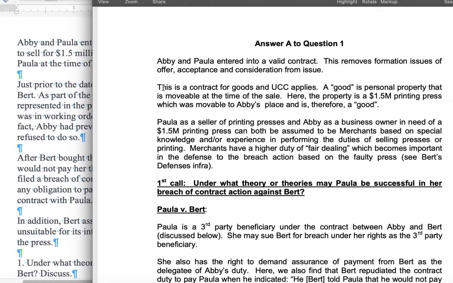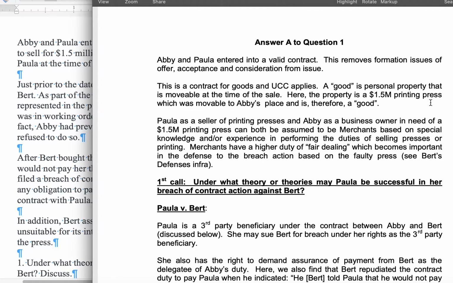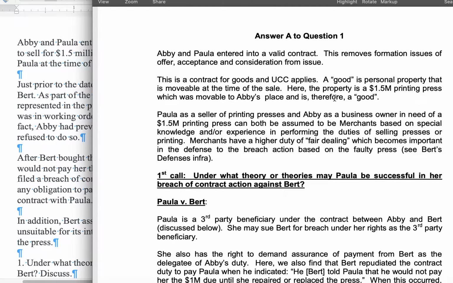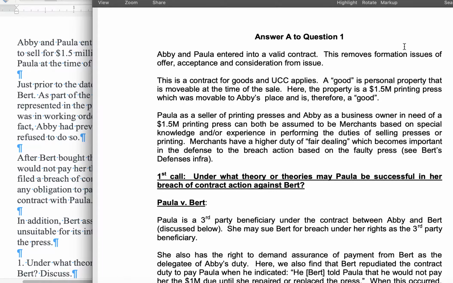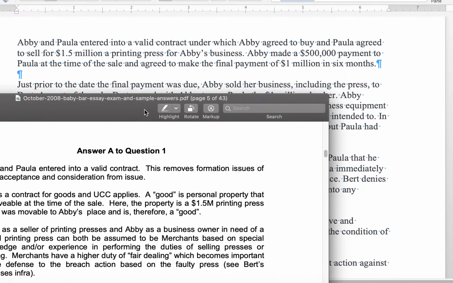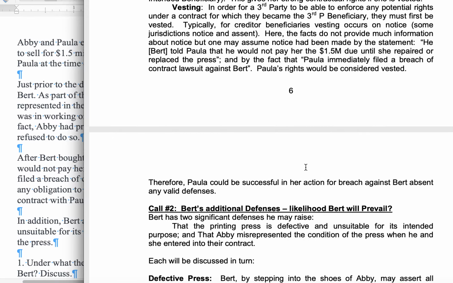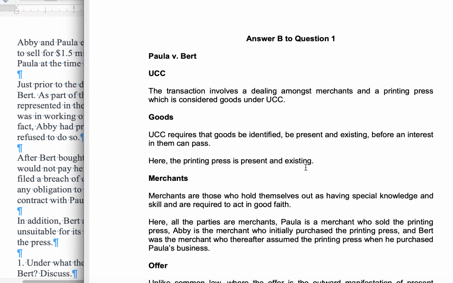Then she writes, or he, this is a contract for goods. UCC applies. A good is personal property that's movable at the time of the sale. Here the property is a 1.5 million printing press, which is movable to Abby's place and therefore is a good. So this person just wrote like an introductory paragraph. It's a little harder on the eye for an exam grader. Now over here, this was a passing answer.